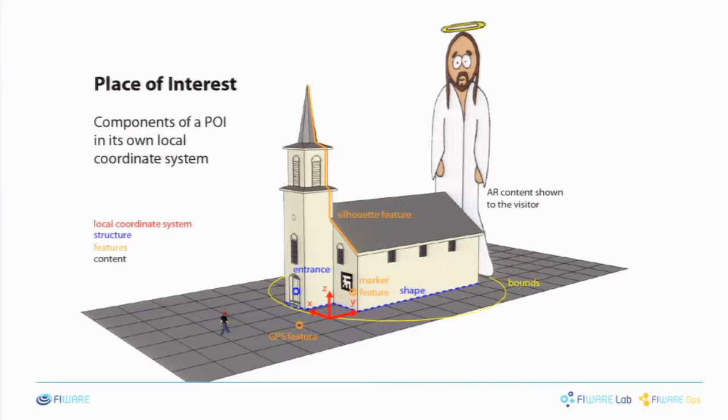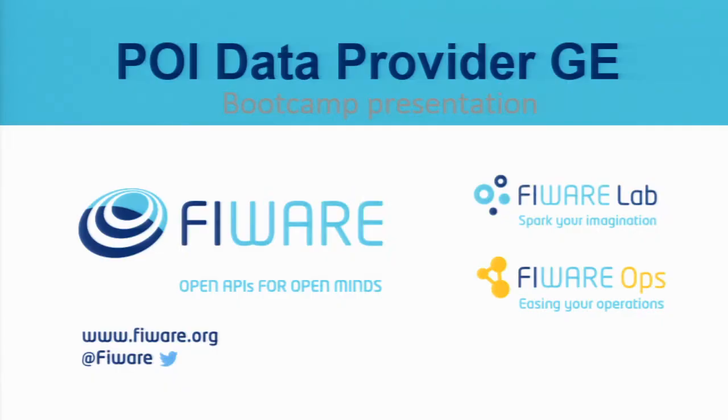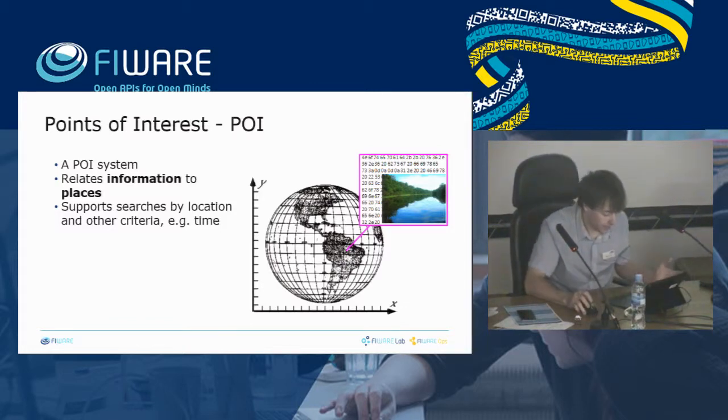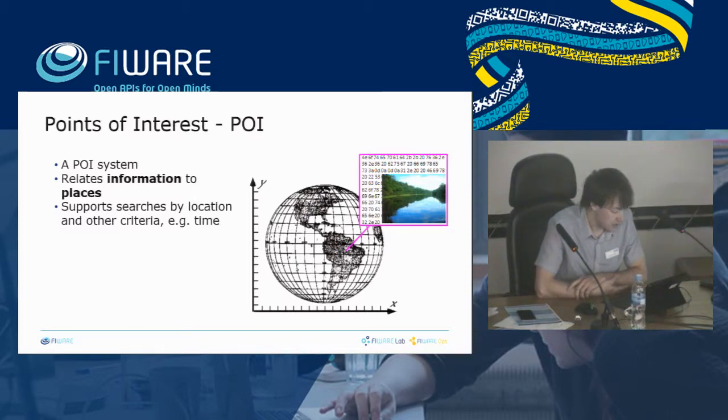That's why I would like to introduce some other enablers, and we will start with the POI Data Provider GE. So points of interest, abbreviated POIs, are points, so they relate information to places. The information related to a place can be whatever you need for your application, like restaurants and scenic places for tourists, or a maintenance room for some employee. And they're within some coordinate reference system.